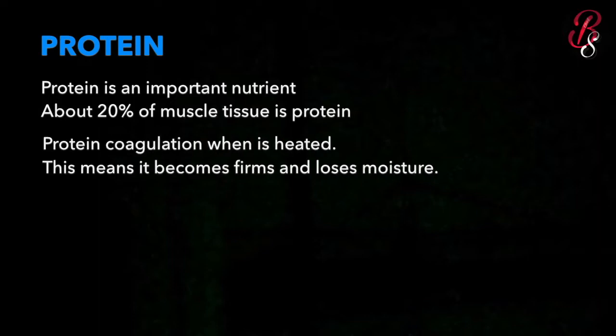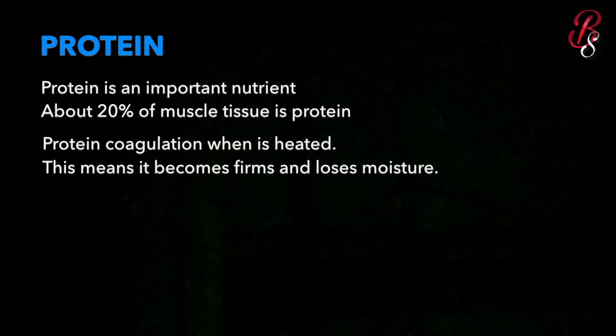Here we have protein. Protein is an important nutrient. About 20% of muscle tissue is protein. Protein coagulates when heated. Do you know what coagulation means? Okay, fine. In the end I'll write it for you.